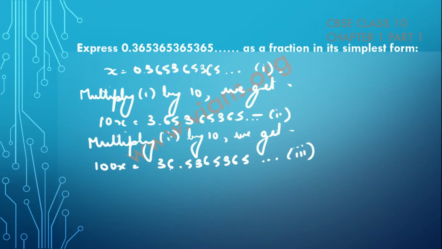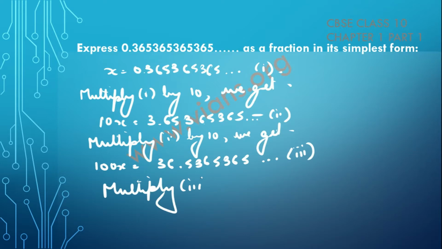Again at this point of time, we cannot subtract either 1 from 3 or 2 from 3, because none of these has its first decimal place ending with the same number. The second decimals don't end with the same number, and the third decimals still don't. So however we do this, we are going to get the same non-terminating number.